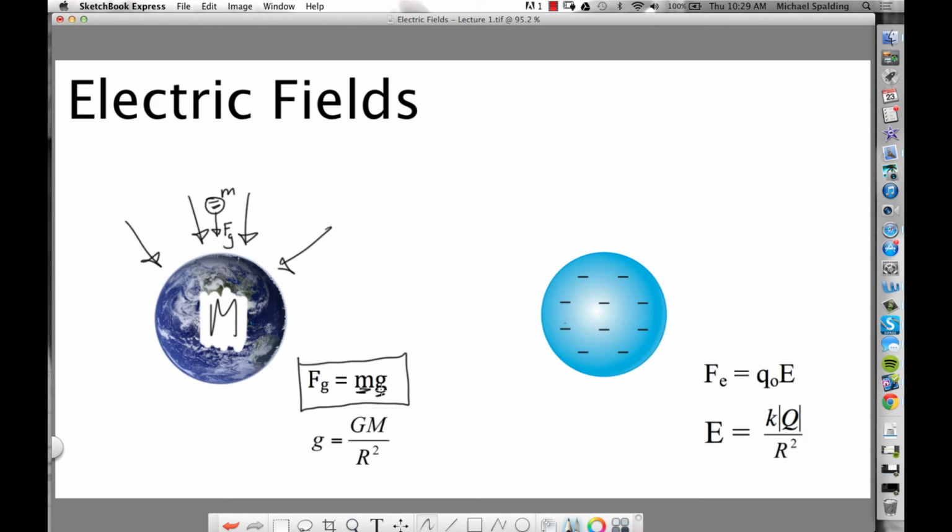Now in a very similar way, charges have what we call electric fields. So this is going to be our big dude. The big dude is the creator of the field.